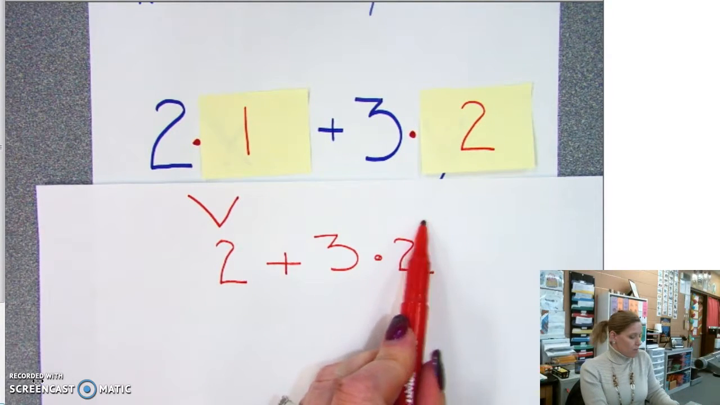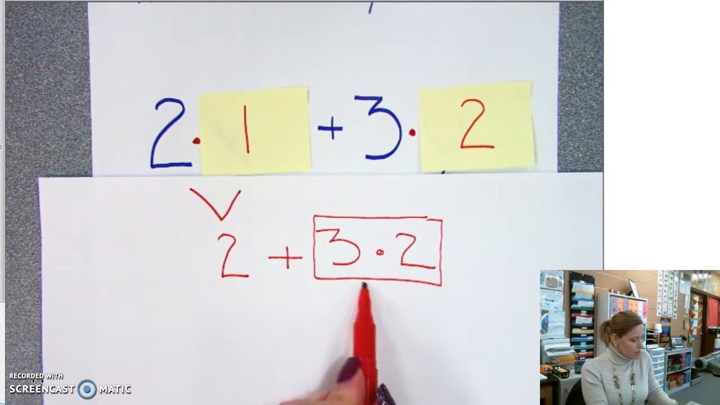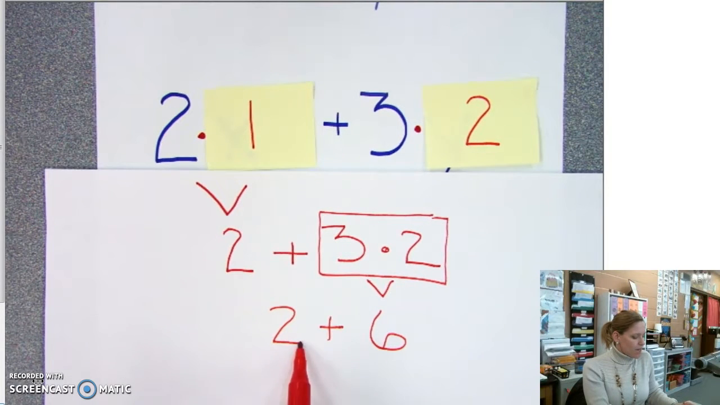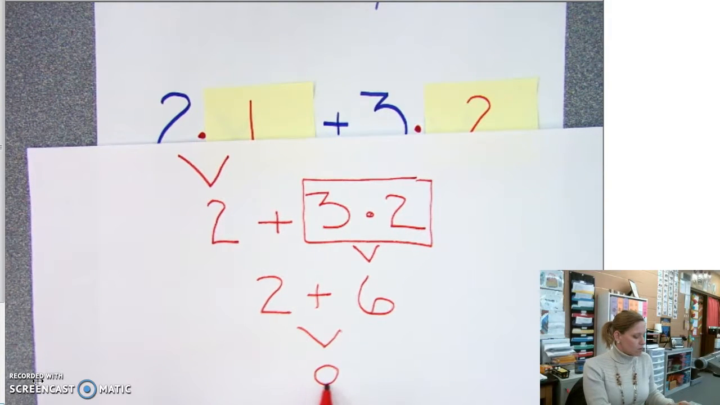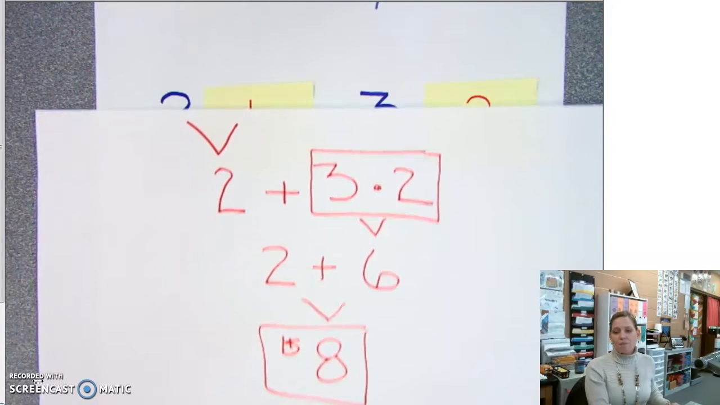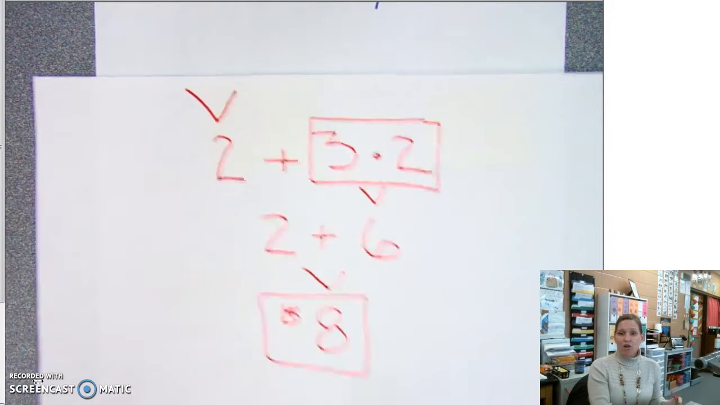Okay, the next step is to continue with multiplication before we do addition. 2 times 3 is 6. Bring everything else down. And our last problem is 2 plus 6 equals 8. So how much would I be spending at the movie theater if I bought 1 bag of popcorn and 2 drinks? I'd be spending $8.